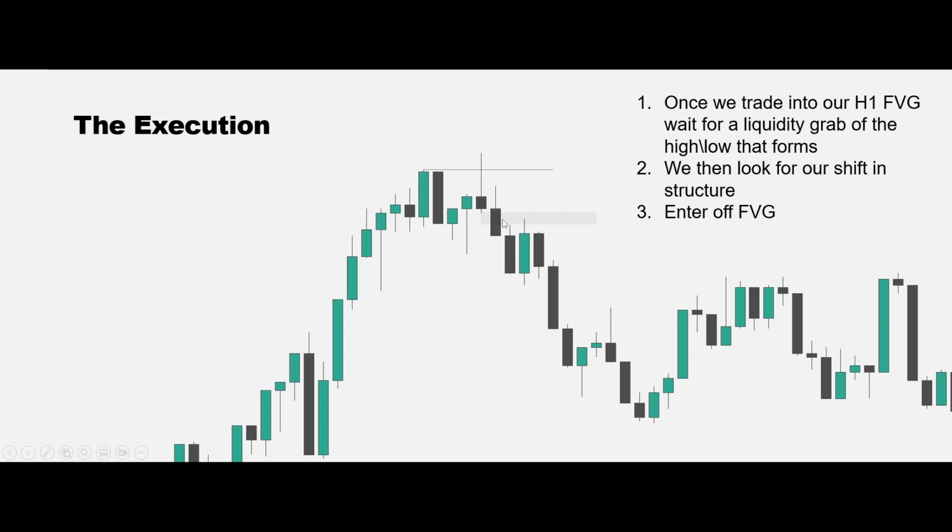As you can see here, between these three candles, we have a gap inside here. The next candle trades up into the gap, creates a swing high, and then moves lower towards our liquidity down here and this order block.